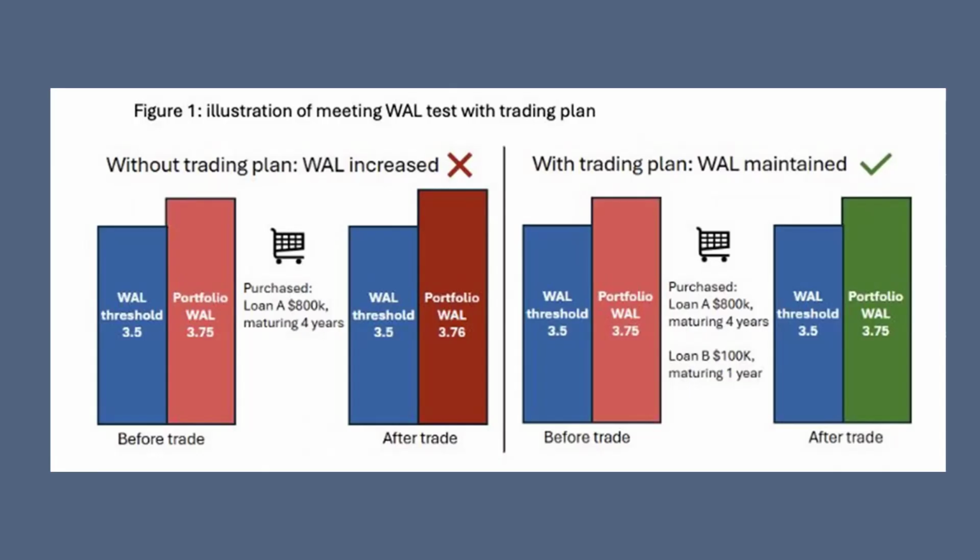So this is done a lot in CLO shops where they're not just going to buy one trade, right? Maturing in 4 years, they're going to buy another one maturing in 3 years, another one maturing in 2 years, whatever it may be.